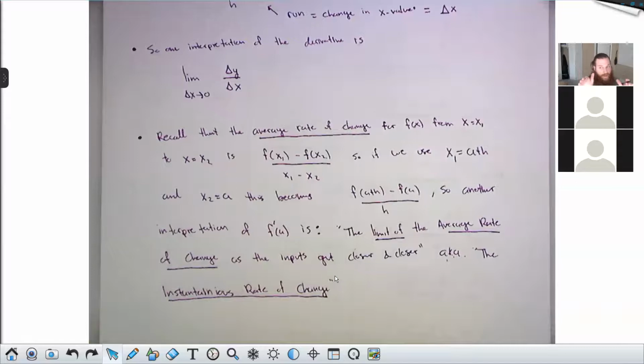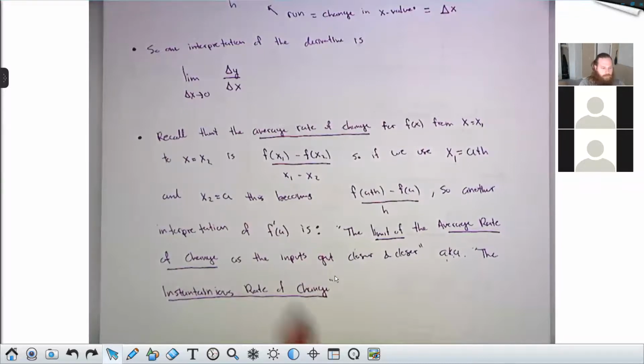So I'm looking at an average rate of change over some interval, but then I'm shrinking that interval down to 0, shrinking the width of that interval down to 0. So I'm asking, how fast is the function changing right now? Right at this moment, how quickly is the function growing? That's an instantaneous rate of change. And this is probably the most important interpretation of the derivative.